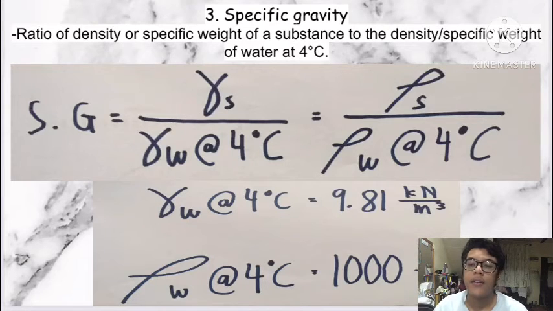So we have constants for water at specific weight and density. The value of specific weight of water at 4 degrees Celsius is 9.81 kilonewton over meter cube, and the density of water at 4 degrees Celsius is 1000 kilogram over meter cube.